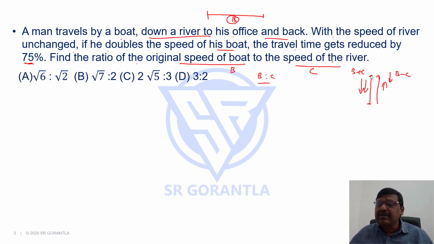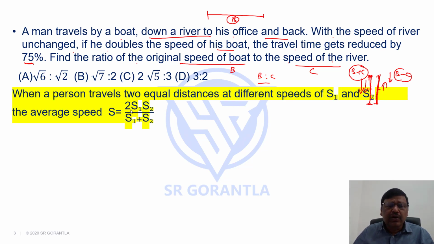And the question says a man traveled from a point here to his office and then back. So the man traveled two equal distances but at different speeds. In one direction the effective speed was b plus c, in the other direction the effective speed was b minus c. And when a person travels two equal distances at different speeds, the average speed equals 2 into s1 into s2 by s1 plus s2. This is the formula we can use if a person travels two equal distances. Here, instead of s1 and s2, the two speeds are b plus c and b minus c.